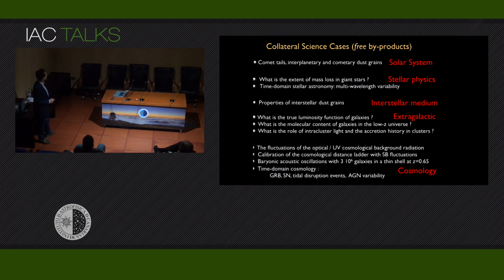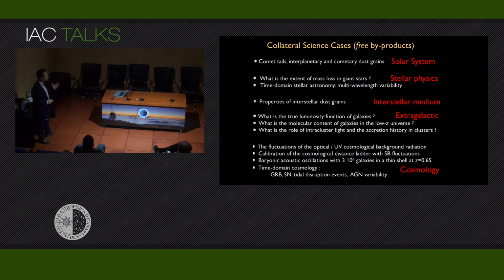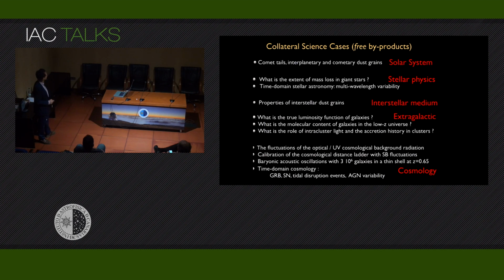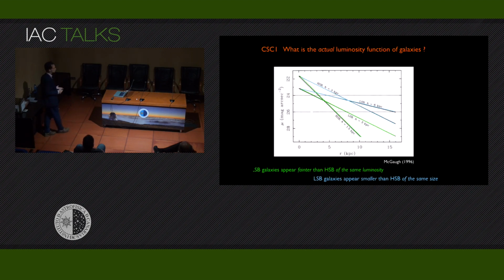I'm particularly keen on the fluctuations of the optical UV background radiation, but you can also do a new calibration of the cosmological distance ladder with surface brightness fluctuations, the Tonry method. You can also do BAOs with Lyman-alpha galaxies in this redshift range. And of course, you can do time domain cosmology. Again, this mission has not been designed for these science cases, but this comes for free. Okay, so you can exploit these maps.